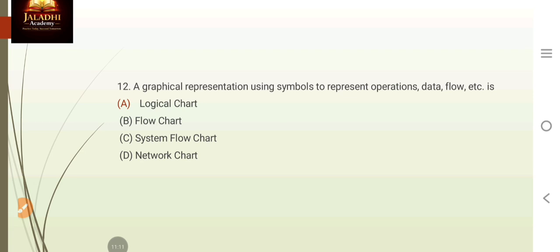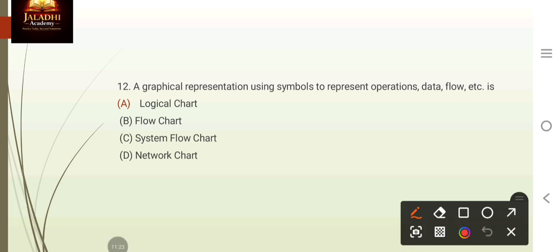A graphical representation using symbols to represent operations, data flow, etc. Let's see from options. D, network chart. What is a network chart? It is for project scheduling, so this option is wrong. Then C, system flow chart. It is a specific subtype, so this option is also wrong.